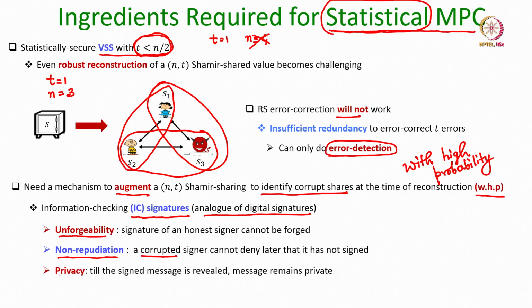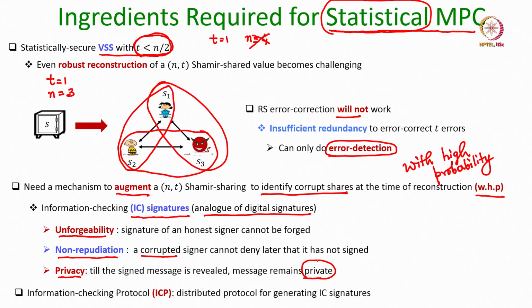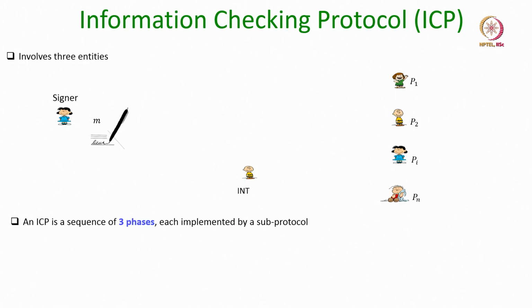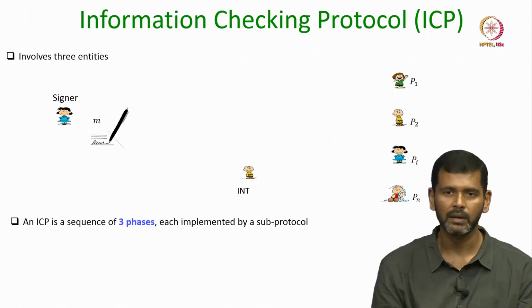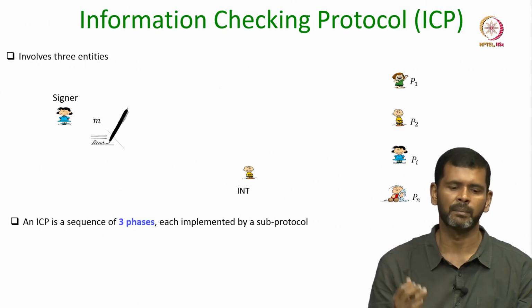We need the privacy property as well from this primitive, which should guarantee that until and unless a message signed by an honest signer is revealed, it should remain private. It should be available only with the entity who holds the signed message. And these information checking signatures are generated using a distributed protocol which we call the information checking protocol, or ICP. So, let us see the setting for the information checking protocol: who are the entities involved here and what are the sub protocols involved.